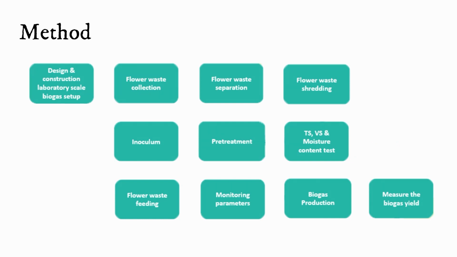Firstly, design and construction of the laboratory scale biogas setup. Then flower waste collection, separation, and shredding. After that, total solids, volatile solids and moisture content tests, pretreatment, creating inoculum, then flower waste feeding, monitoring parameters, biogas production, and finally measuring the biogas yield.